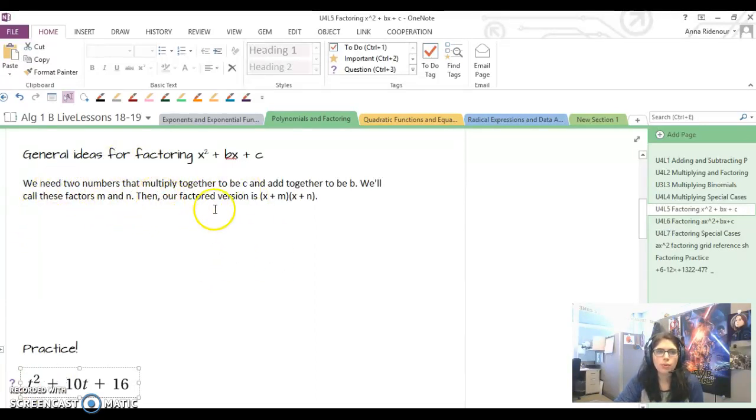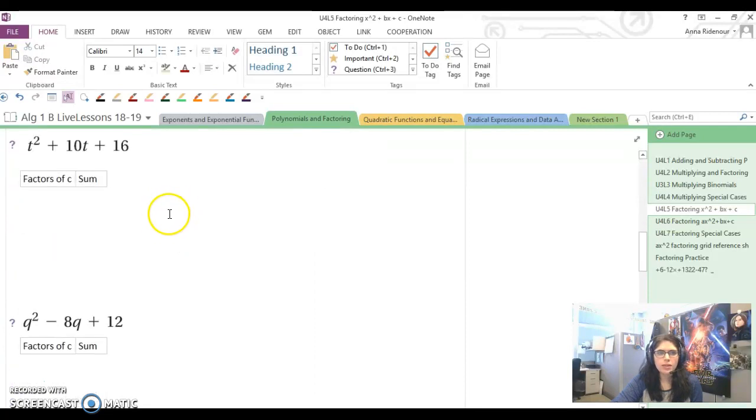It says we need two numbers that multiply together to be c and add together to be b. And that is for the general form x squared plus bx plus c. So if you have a quadratic that looks like that, that's what you're looking for. Two numbers that multiply together to be the last term and add together to be your middle term. And so then when you find those two numbers, you create a factored version, which is (x plus m) times, in parentheses, (x plus n).